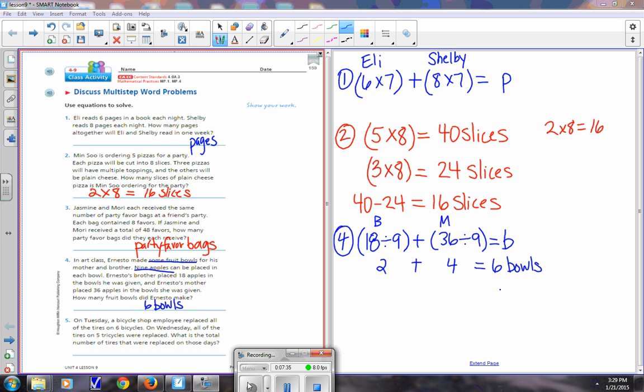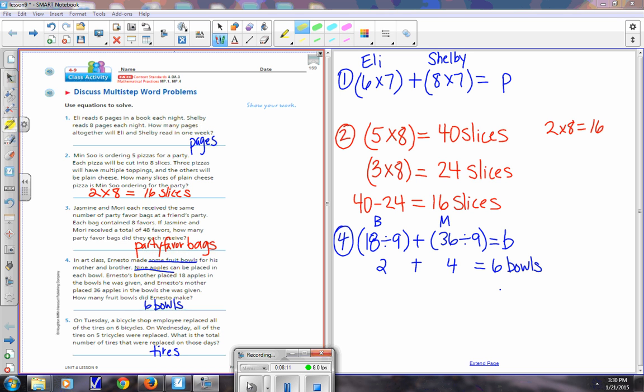Okay, number 5, I'm going to read it to you and tell you what the label is. On Tuesday, a bicycle shop employee replaced all of the tires on 6 bicycles. On Wednesday, all of the tires on 5 tricycles were replaced. What is the total number of tires that were replaced on those days? So your label is going to be tires, but I want to draw your attention to something, friends.